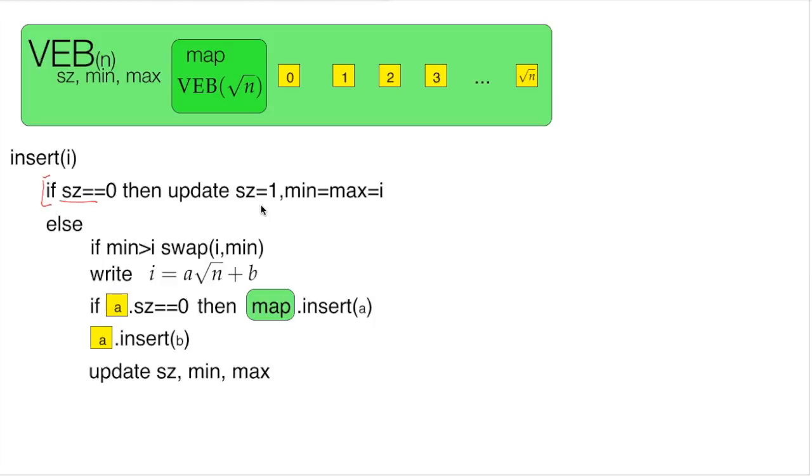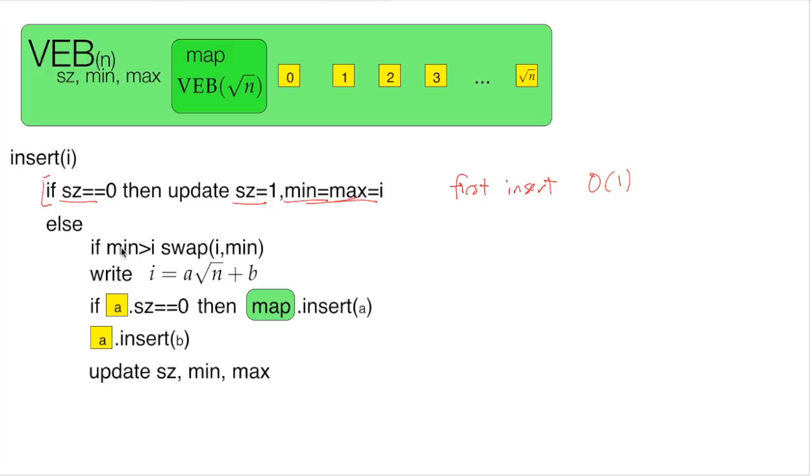The base case: we handle if the size of this data structure is totally uninitialized as 0, then we're just going to set the size to 1. We're going to set the min and the max to I, and we're just going to return. So in other words, the first insert to a data structure takes O of 1. The first time you do something, you don't do the recursive work. You just spend this much time.